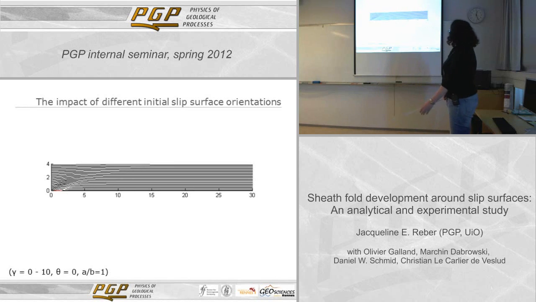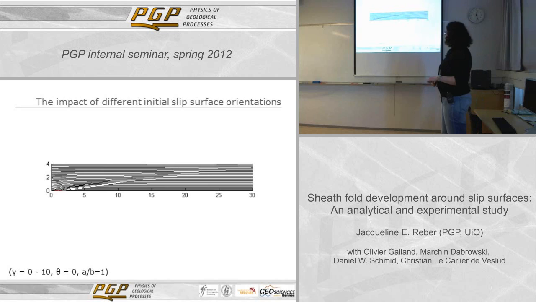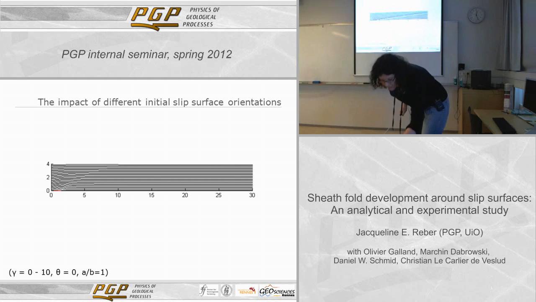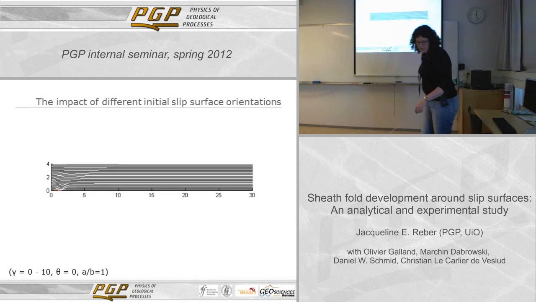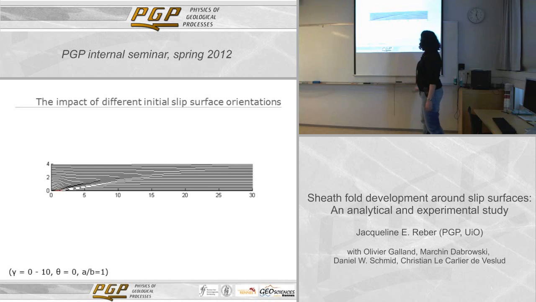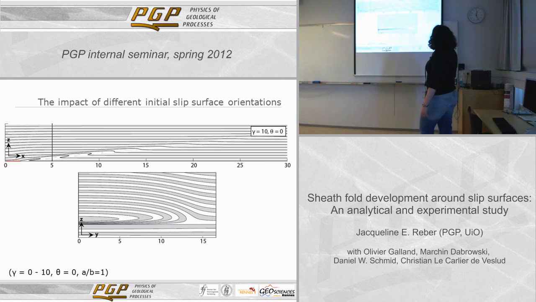So if we then want to investigate the impact of different initial orientations of the slip surface. In this little movie, you see the red thing is the slip surface. The black lines are just visualizing the deformation in the matrix. I quickly run it again. And it goes from strain 0 to 10. So that's just a snapshot at gamma 10.